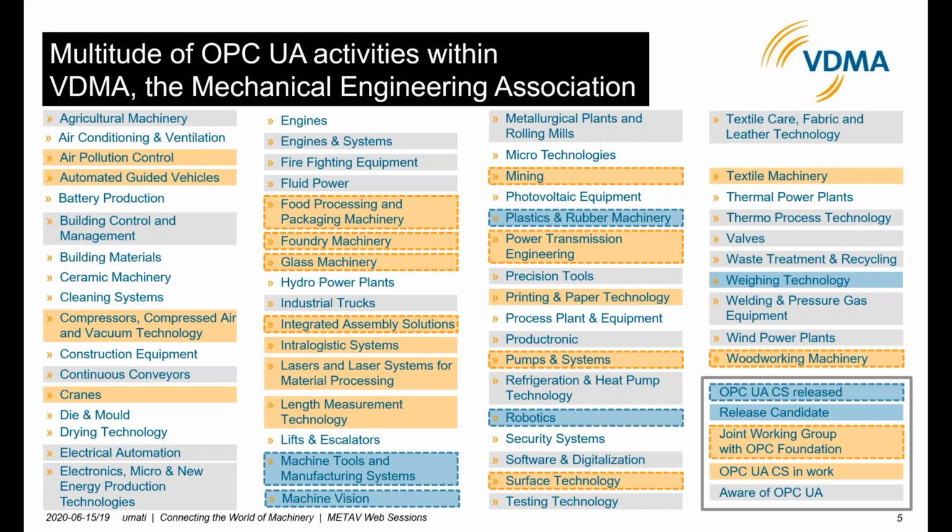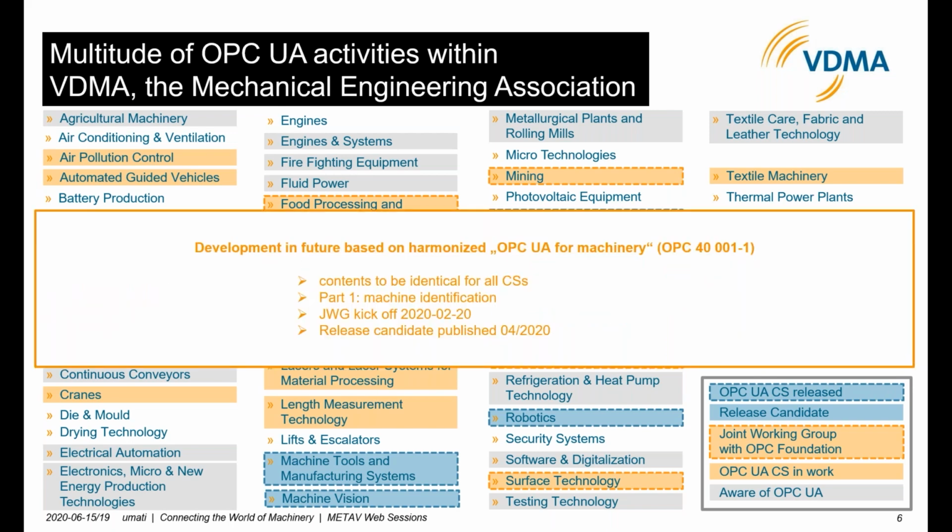And this is very nice. And this is also very important because this is giving you a base of interoperability. And the even better part is that all these initiatives are harmonizing themselves at the moment to have identical content, for example, for machine identification, because it really doesn't make sense to distinguish between a robot or a plastics machine or a machine tool on how to identify the machine.